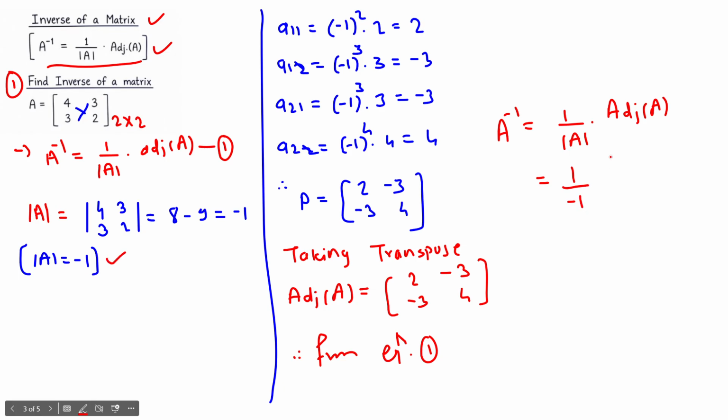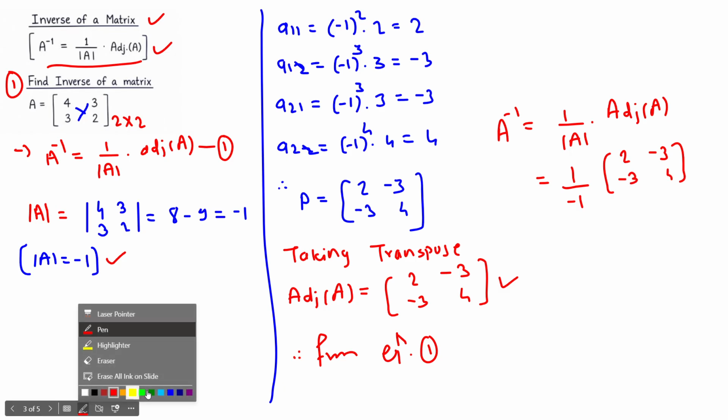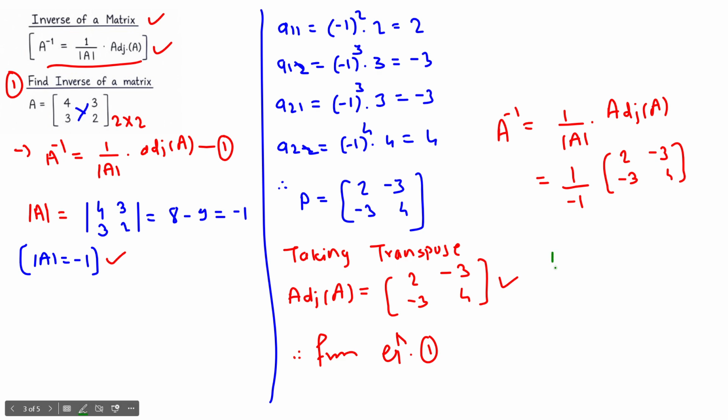I am putting here minus 1 into adjoint of A, also we have this matrix, put here 2 minus 3, minus 3 4, right? Therefore, A inverse is equal to, what I'm doing, I'm just multiplying this minus 1 inside to each term, so its sign will change. So plus 2 will become minus 2, minus 3 will become plus 3, again this minus 3 will become plus 3, and this plus 4 will become minus 4. This will be your value of A inverse.